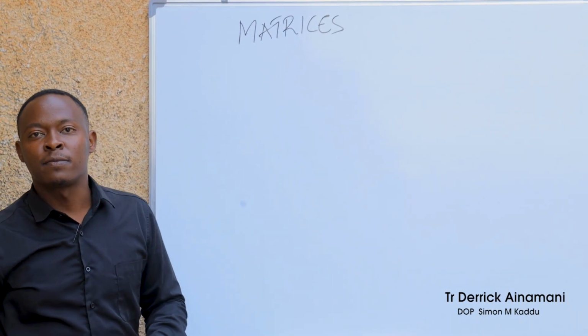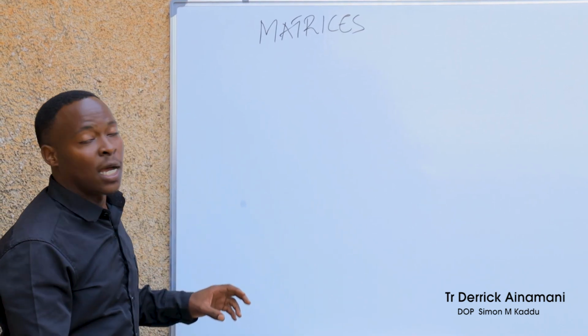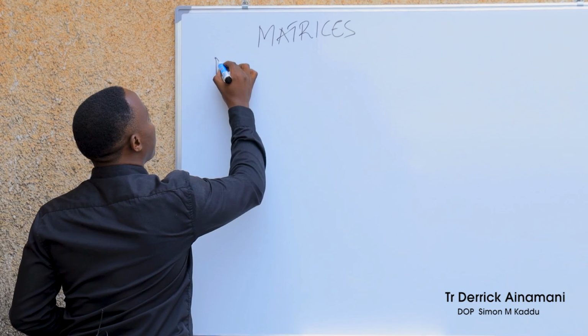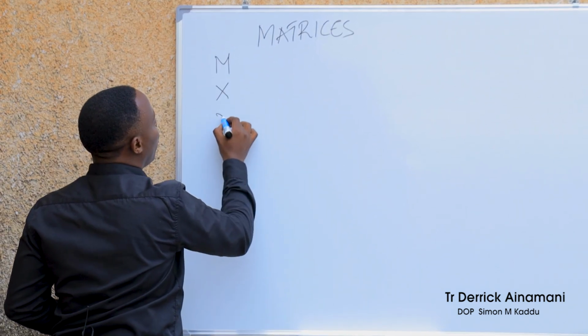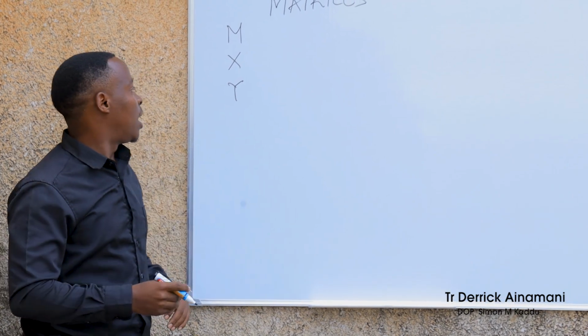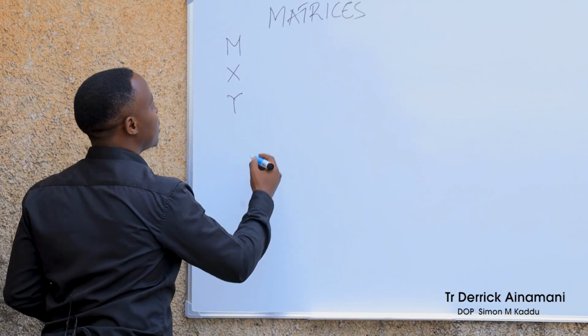Now today, I'm going to be teaching about matrices. Matrices are denoted by capital letters, for example, M, or X, or Y. You as a person, you choose which letter to use, and this is how they are written.